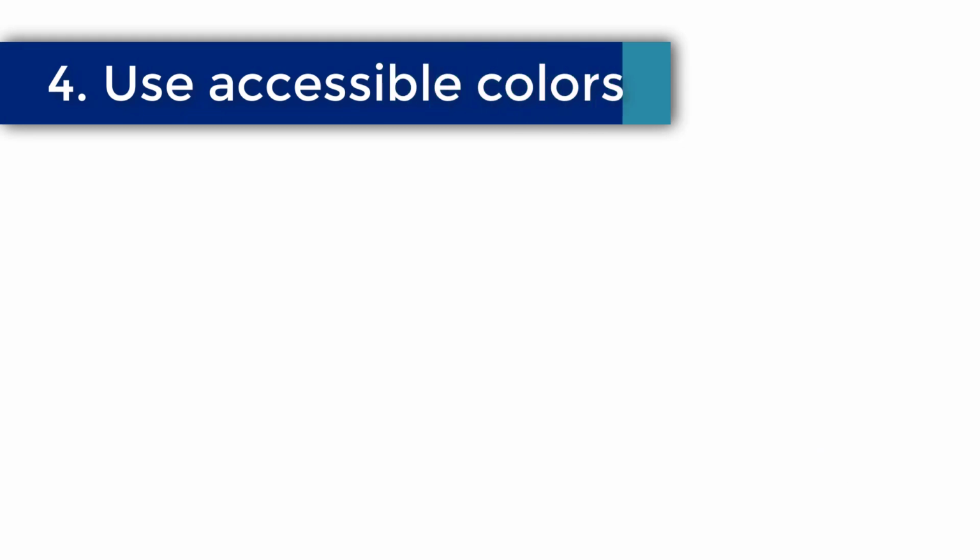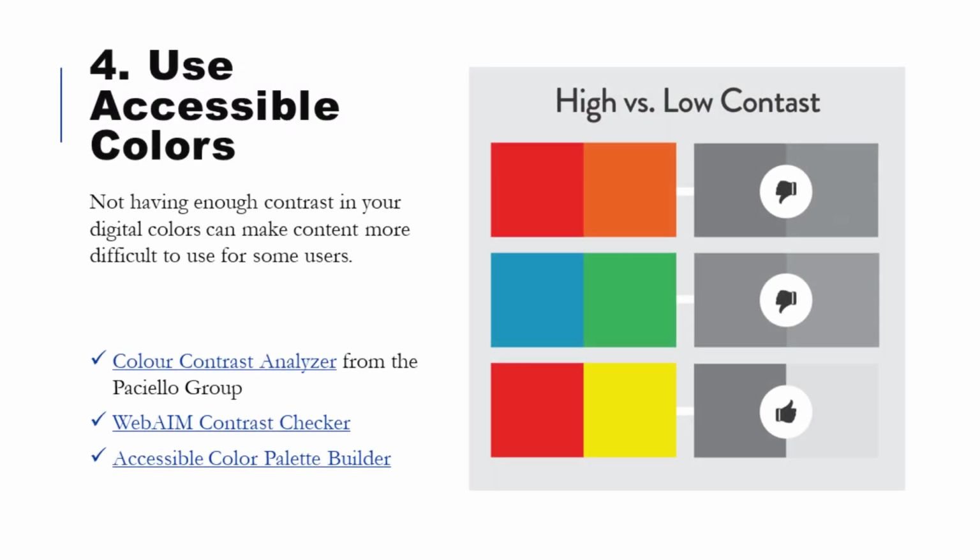Not having enough contrast in your digital colors can make content more difficult for some users. When using color, you need enough contrast to allow all users to easily distinguish the difference. In our example here, the red and orange colors next to each other appear pretty much the same in grayscale. The blue and green also aren't different enough from each other to easily tell which is which in grayscale. The red and yellow, however, have a high enough contrast ratio to tell them apart.